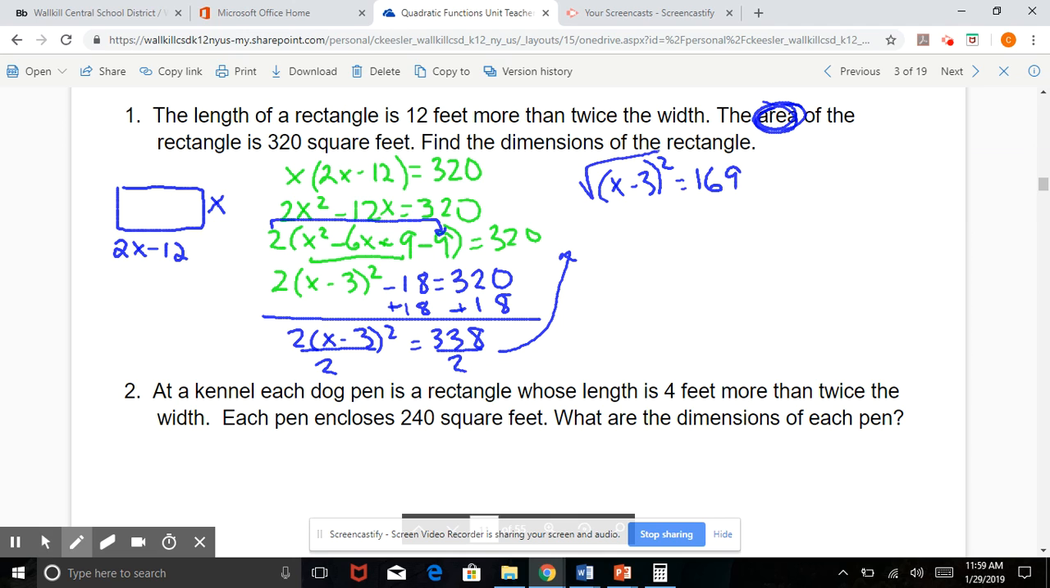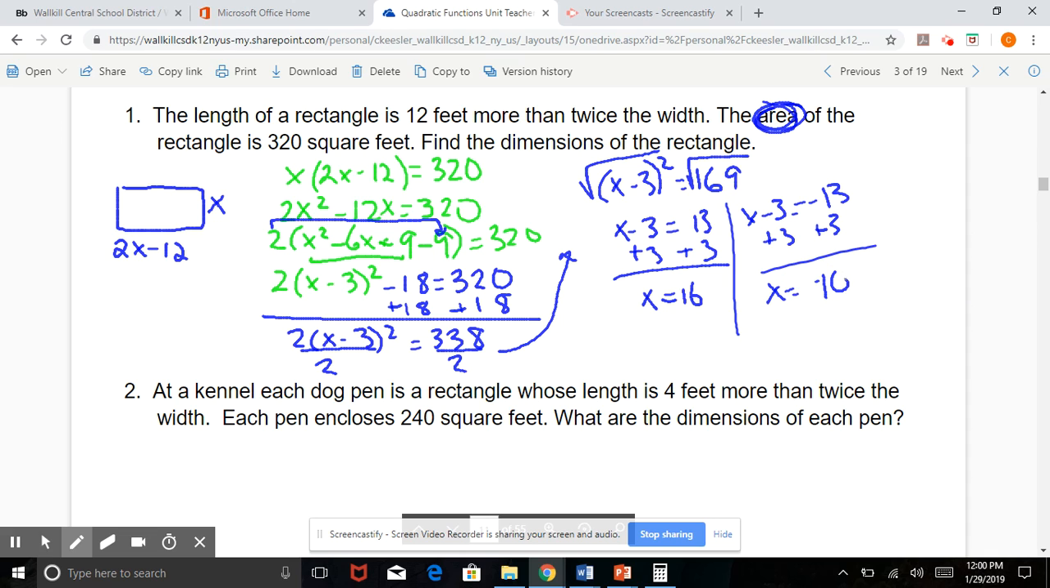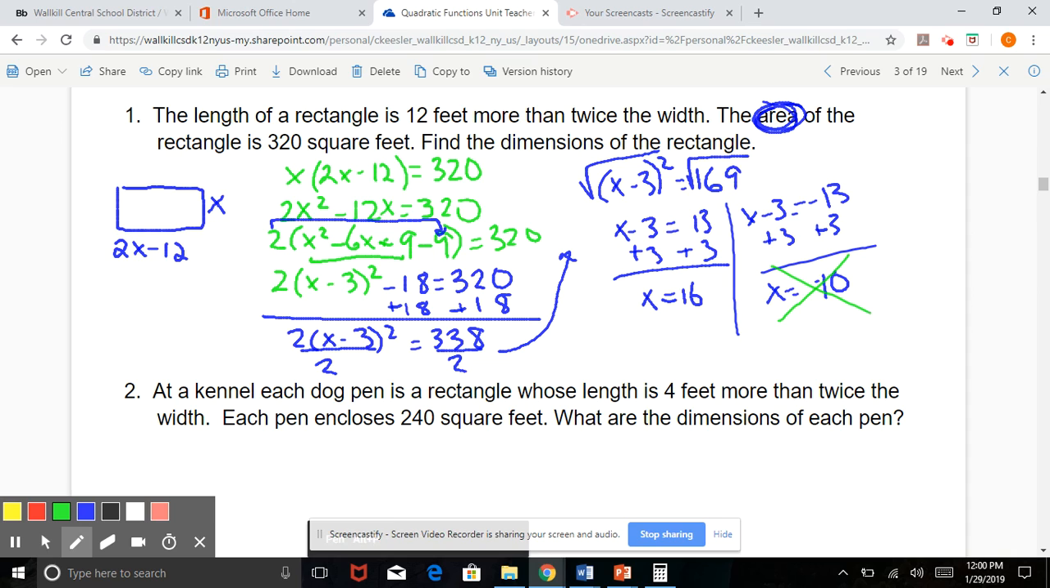Take the square root, and we get x minus 3 equals 13, or x minus 3 equals negative 13. We add 3 to both sides. We get x equals 16, and adding 3 to this side gives us x equals negative 10. Now, in this case, when we're talking length and width and area, we cannot have a negative dimension, so that is not going to be the case. So we're going to choose x equals 16.